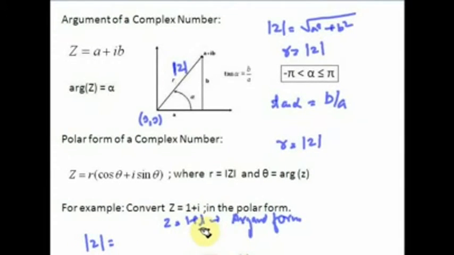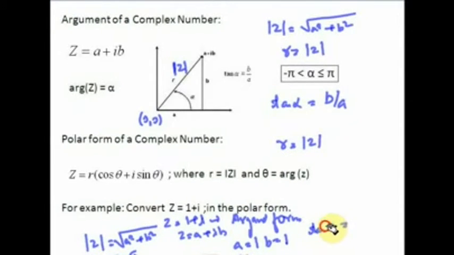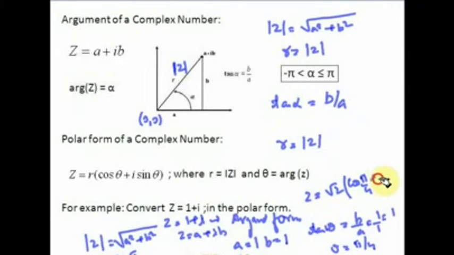So the value of modulus z: compare this z with a plus iota b, we get the value of a as 1 and b as 1. The modulus of z will be equal to the square root of a square plus b square, that is equal to root 2, and tan theta will be equal to b upon a, that is 1 upon 1 is equal to 1, that means theta is equal to pi by 4. So we can write z in the polar form as root 2 into cos pi by 4 plus iota times sin pi by 4.